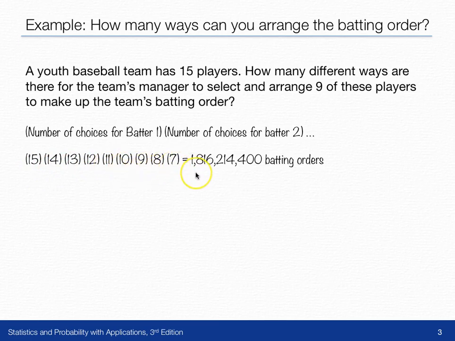That leaves us with over 1 billion different batting orders, 1.8 billion different batting orders. Just a note, this calculation can be rewritten as 15P9. This is a notation that you'll see fairly often in your textbook. What this means is that there were 15 batters, and we want the number of permutations, that is, arrangements, of 9 of those 15 batters.